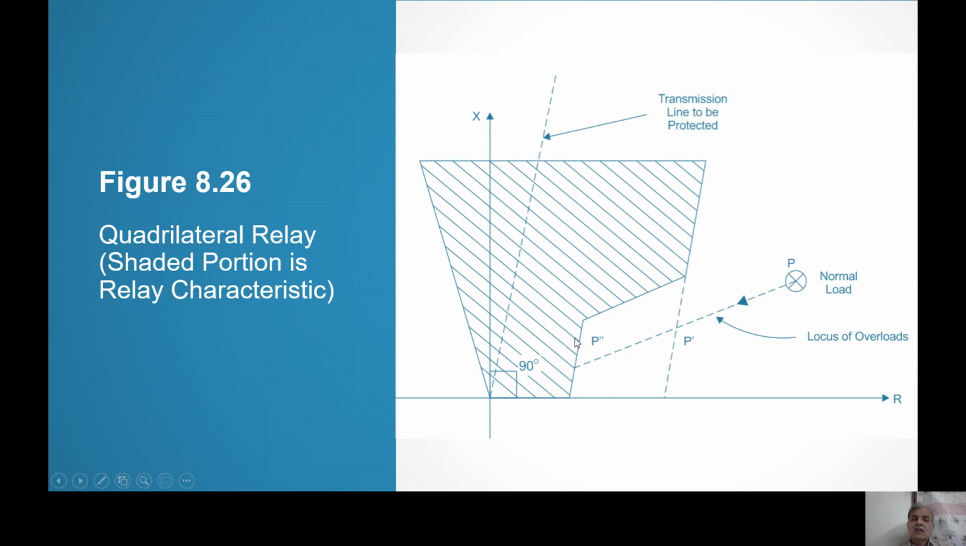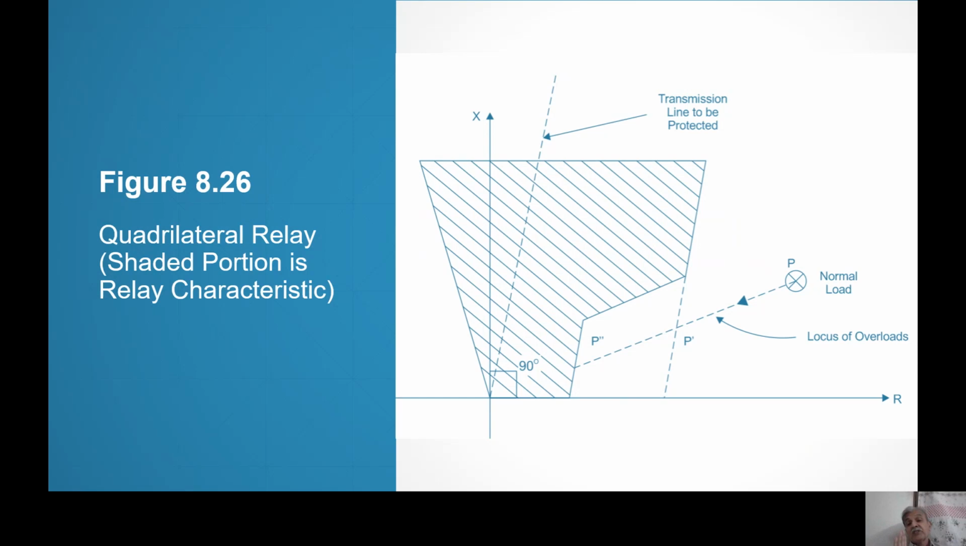What advantage does this notch give? The P point will come nearer. Overload will be there. It will come to P dash and then to P double dash. When it comes to P dash, this extended line, it starts giving an alarm. The relay will give an alarm, letting you know that overload is occurring.